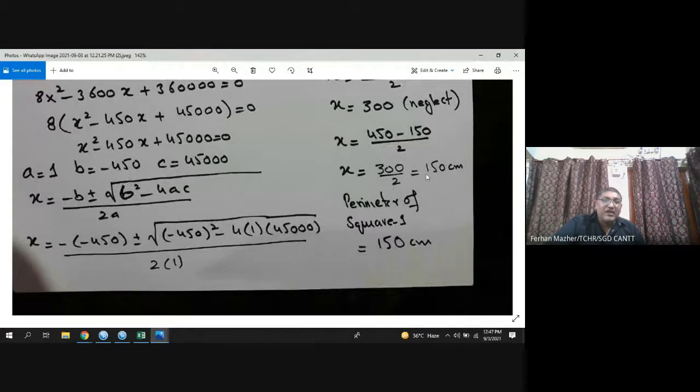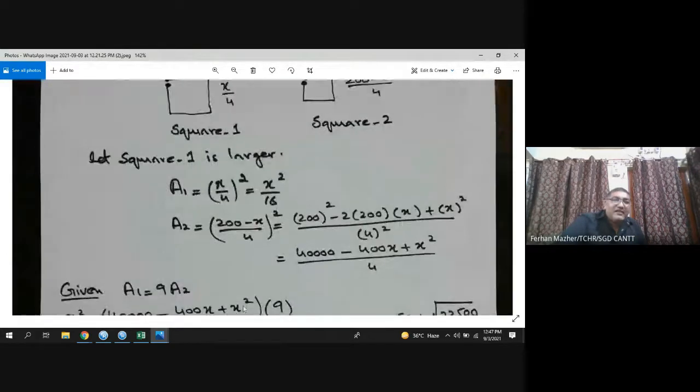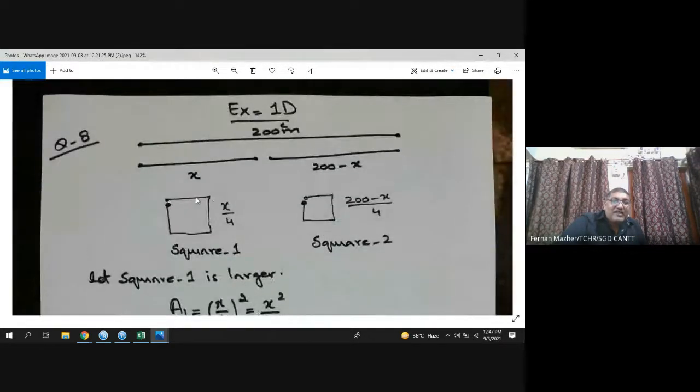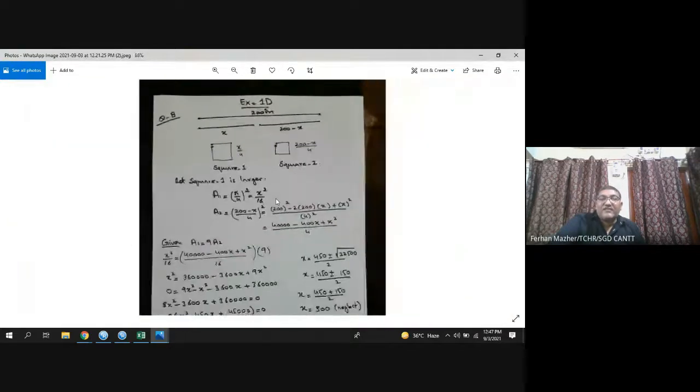I'm choosing the value of 150. So x is 150 centimeter. Their question was, what is the perimeter of the larger square? You see the perimeter of the larger square, this plus this plus this is equal to x. The perimeter of the larger square is equal to x, and that is 150.